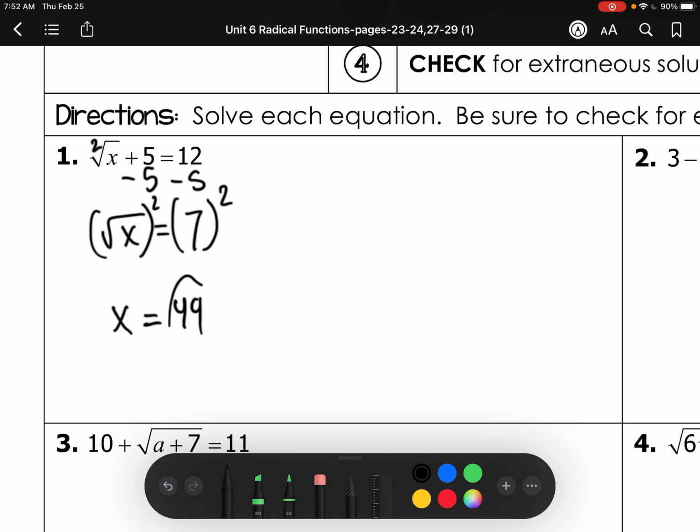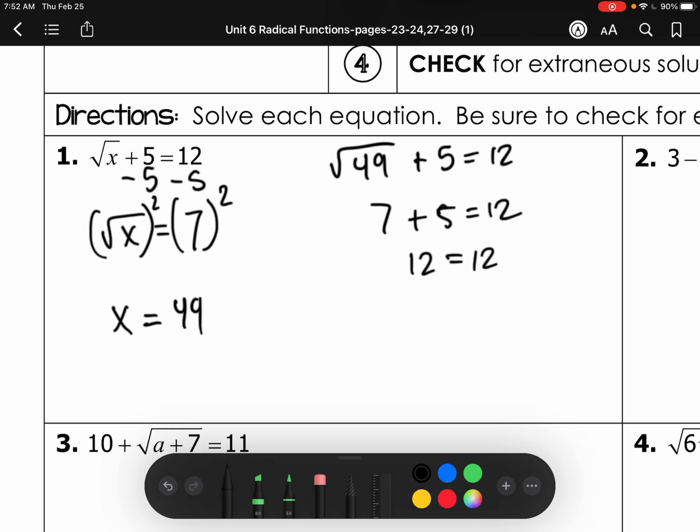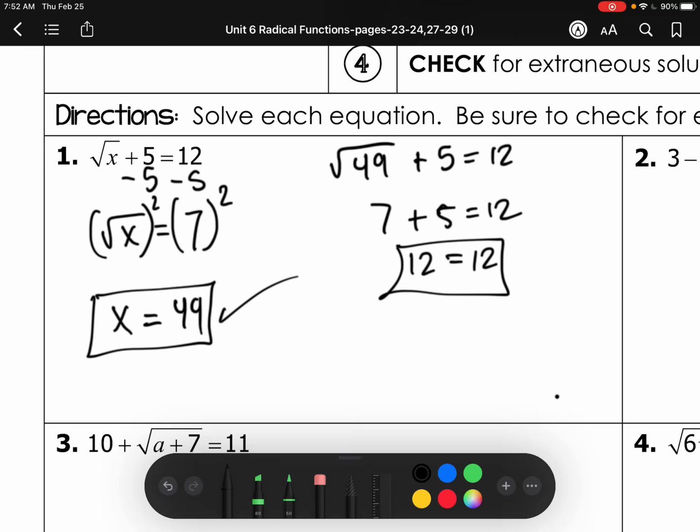So what that means is I need to plug this 49 into my original equation and make sure that it actually works, right? So I'm going to substitute x with 49. So the square root of 49 plus 5 is equal to 12. I know that the square root of 49 is 7. So I have 7 plus 5 is equal to 12. And 7 plus 5 is 12. So we get 12 is equal to 12. So it checks out. So this is our solution. x is equal to 49.